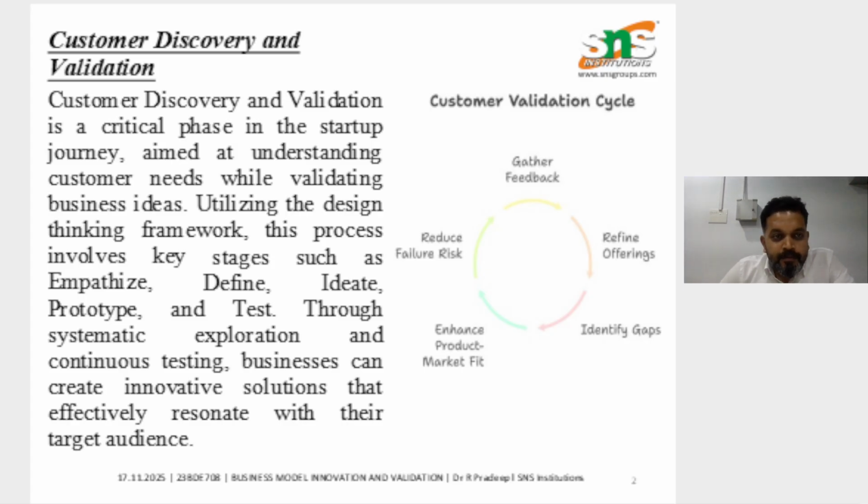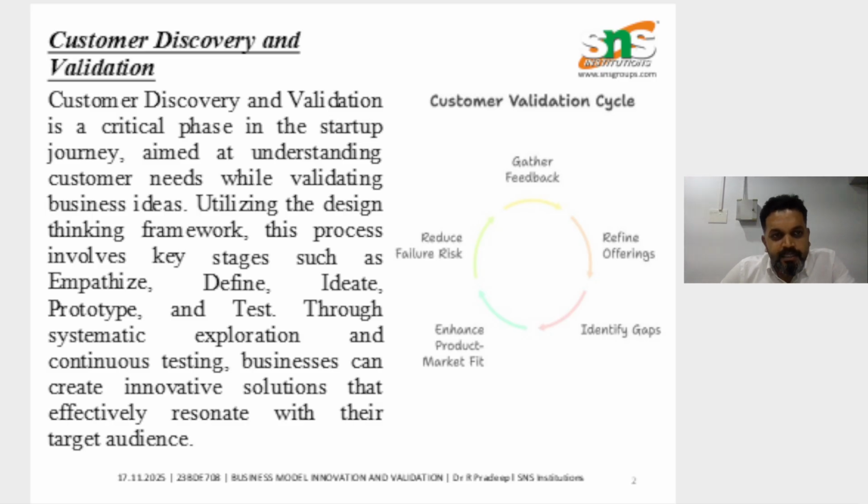So, customer discovery and validation. Customer discovery and validation is the critical phase in the startup journey. First, I would like to clear about what is a startup. The main difference between a startup and a business is that anyone can do a business, but once a problem is identified with an innovative solution, then we call that a startup. So in the startup, we have many phases.